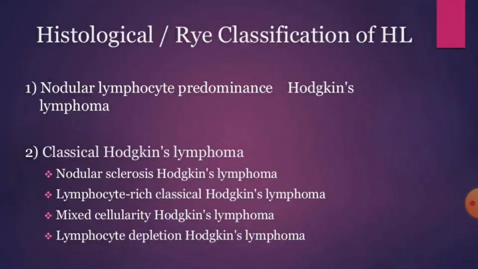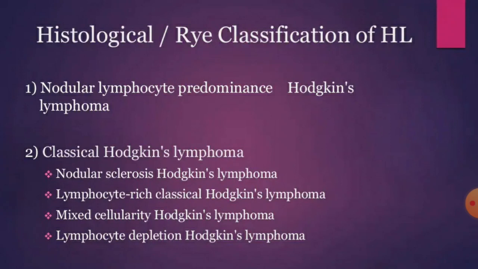Histological classification of Hodgkin lymphoma. First one, nodular lymphocyte predominance Hodgkin lymphoma, is 5% of cases and has a good prognosis. Second is classical Hodgkin lymphoma, which is more common and has four subtypes. Number one, nodular sclerosis Hodgkin lymphoma. Second, lymphocyte-rich classical Hodgkin lymphoma. Third, mixed cellularity Hodgkin lymphoma. Fourth, lymphocyte depletion Hodgkin lymphoma.